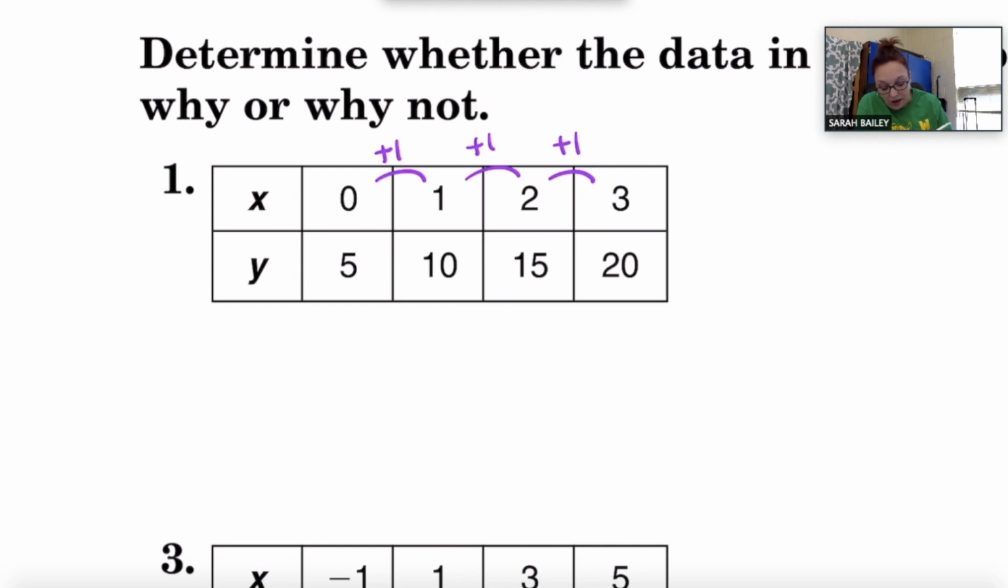Now, for the y's, you want to look and see, are we adding the same amount each time, multiplying by the same amount each time, or neither? So if I go from 5 to 10 to 15 to 20, I have added the same amount each time. That is not exponential behavior. That is linear behavior. So determine whether or not this is exponential. This is not exponential.